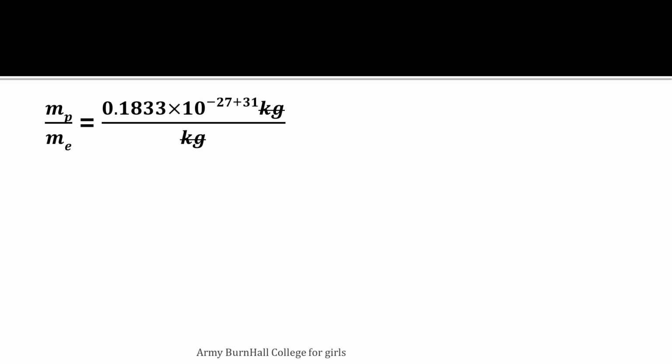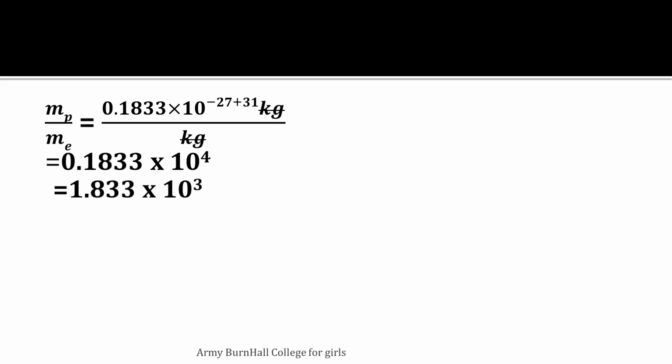MP over ME is equal to, we have divided the masses, 0.1833 into 10 to the power minus 27 plus 31. So, we have simply divided the values and we have added their powers. Minus 31 became plus 31 because when it moves from denominator to numerator, the sign is changed. Kilogram is cancelled with kilogram. So, we will have the answer 0.1833 into 10 to the power 4, or in standard notation we can write it as 1.833 into 10 to the power 3.